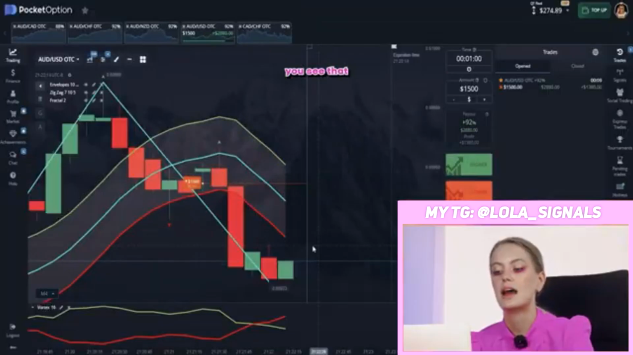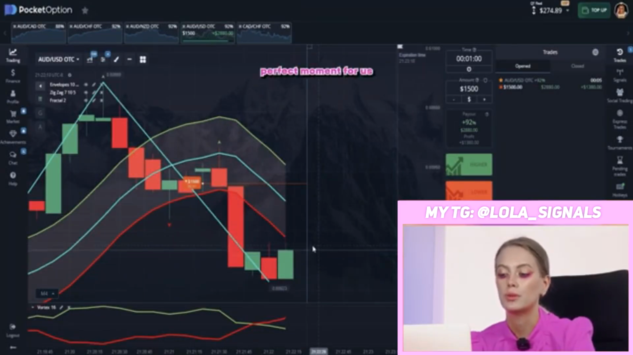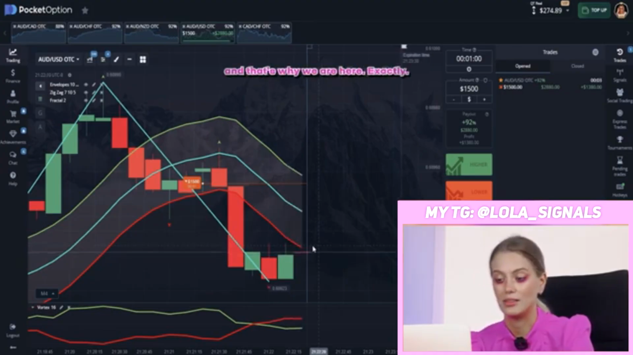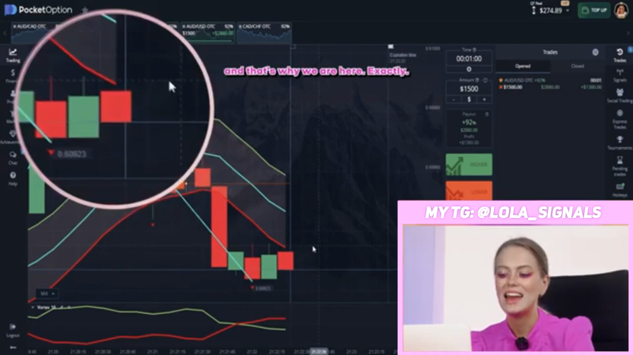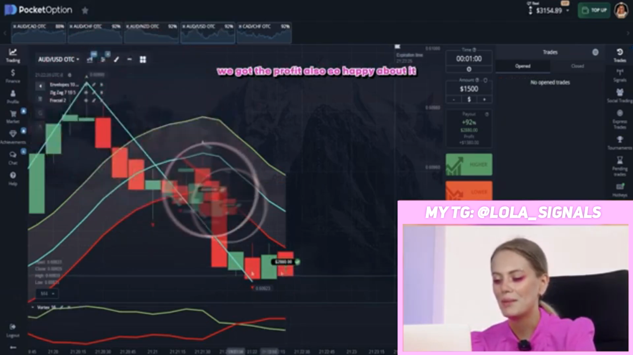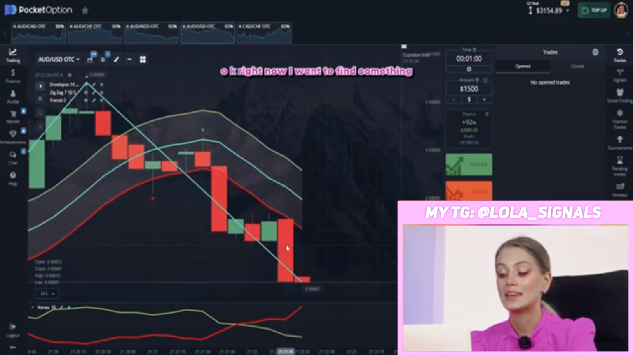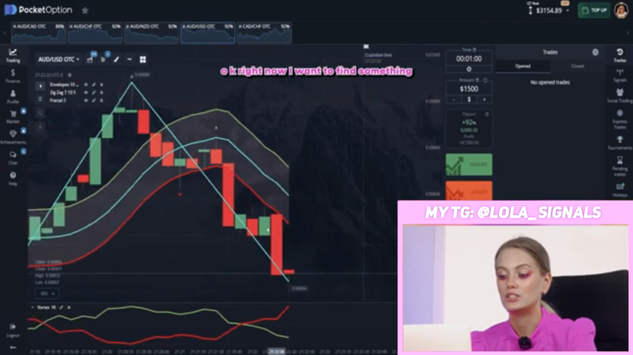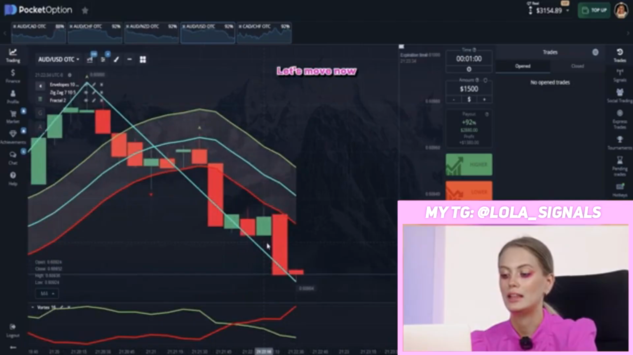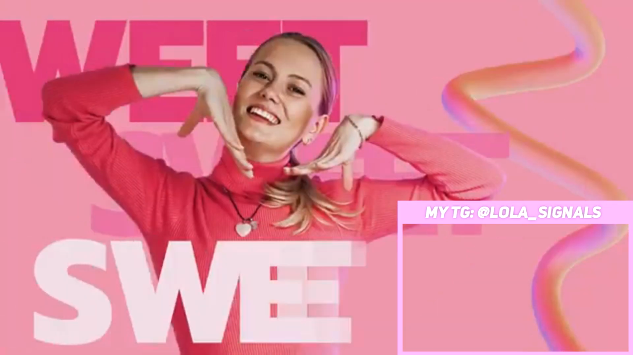Right now, you see that our candle is still below our point, and this is the perfect moment for us because we can get the profit, and that's why we are here exactly. And yes, we got the profit. I'm so happy about it. This is really good, I have to tell you. Okay, right now I want to find something for you. Let's move on to the best part of the video. Let's go.